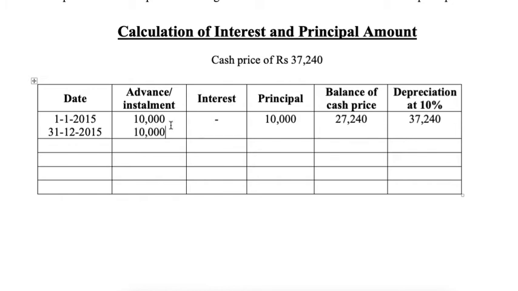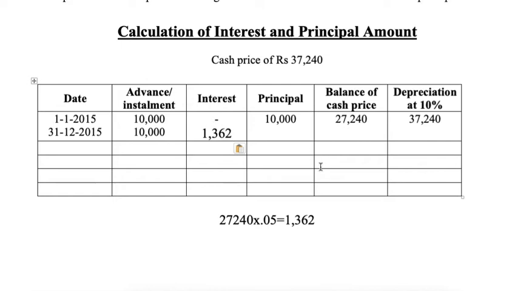Now we have to calculate interest, how much interest he is going to pay. So we know interest will be paid on the balance amount. What is the balance amount here? It is 27,240. If we take 27,240 into 0.05, right? If we multiply it, it will be how much? 1,362. So the same amount we are going to take down here in this column.